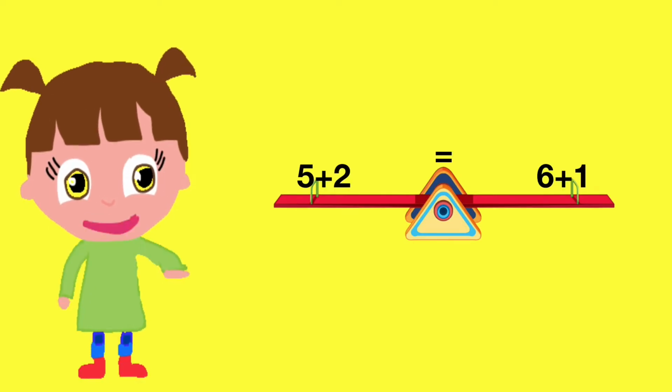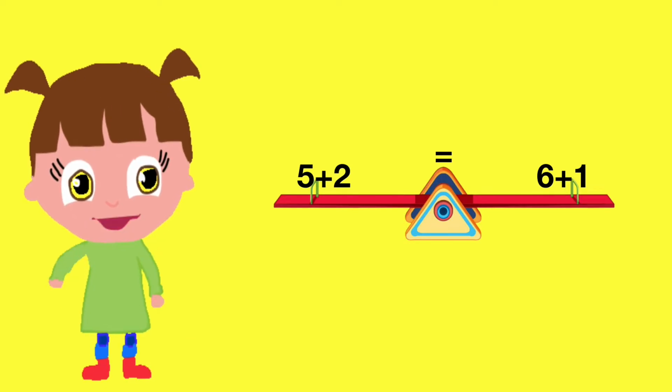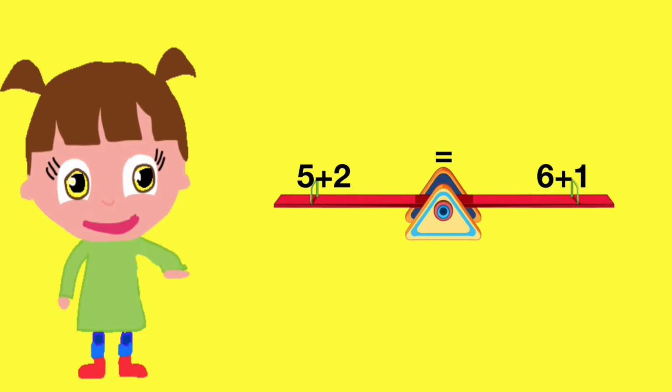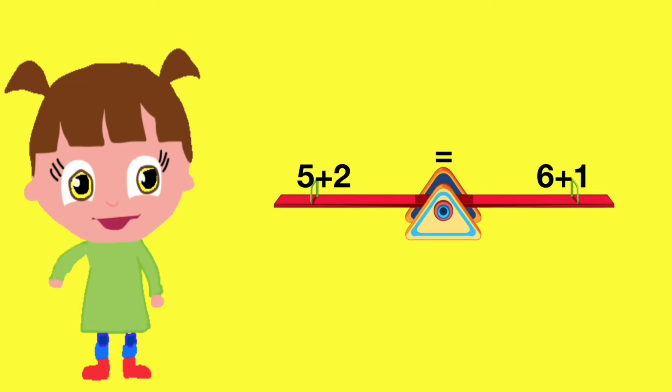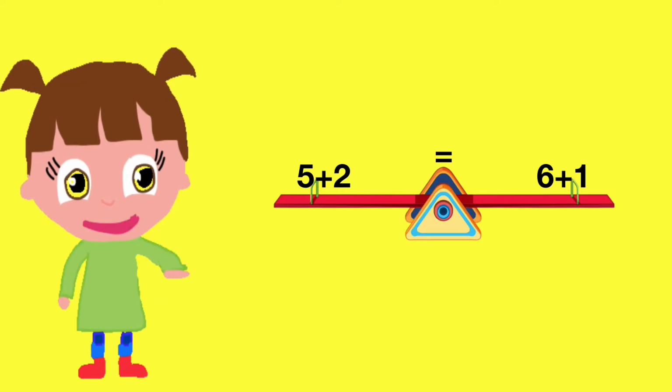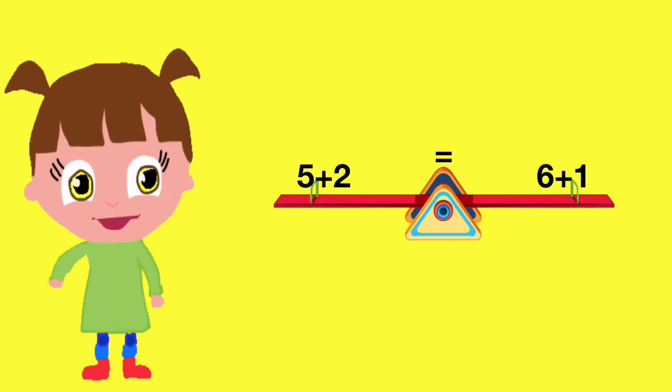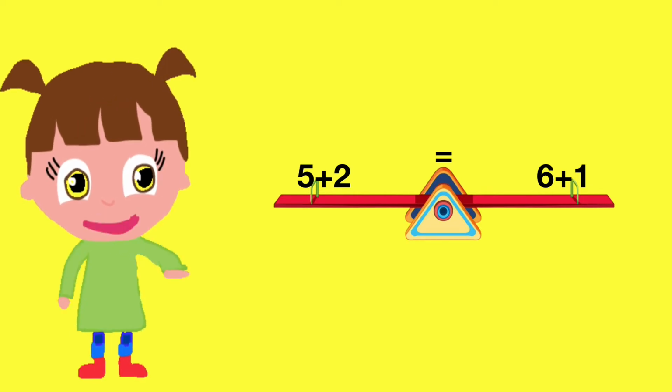What is an equation? An equation is a mathematical sentence that has two equal sides separated by an equal sign. For example, here 5 plus 2 is equal to 6 plus 1, which means the answer for 5 plus 2 is the same as the answer for 6 plus 1, which is 7. Both sides of the equals to are the same.